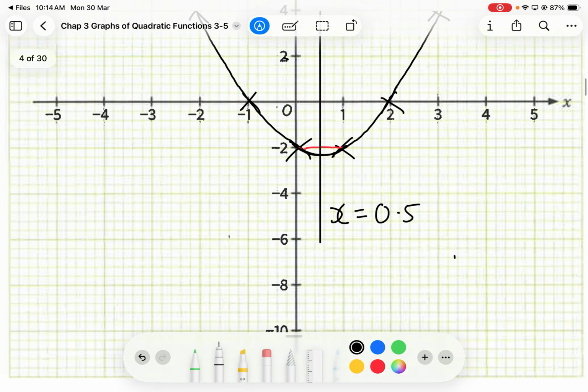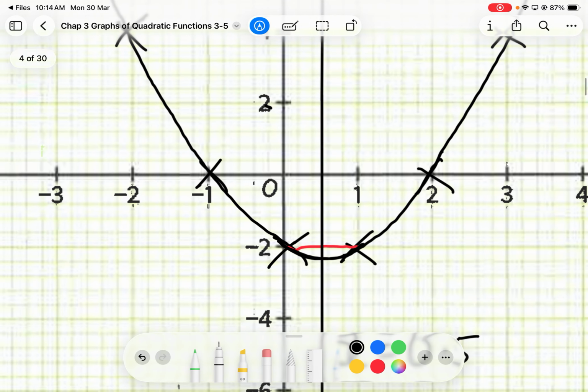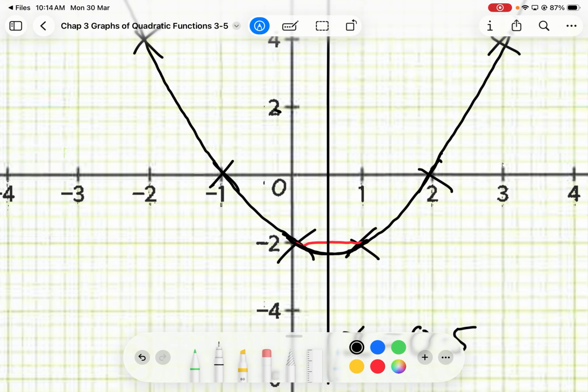So in this case, we have a graph. We have a curve. So my curve turns, and then it cuts the x-axis at 2 points. Both this point and this point, they are the x-intercepts. Okay?